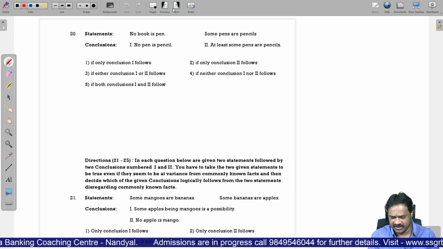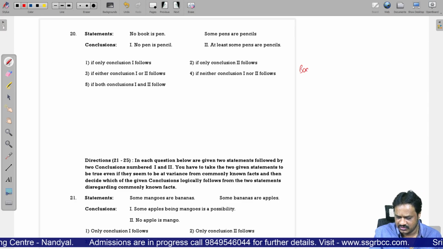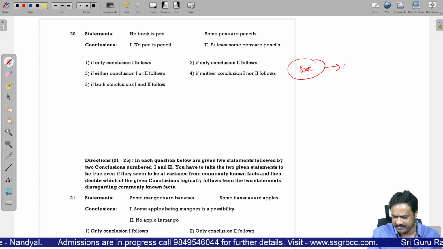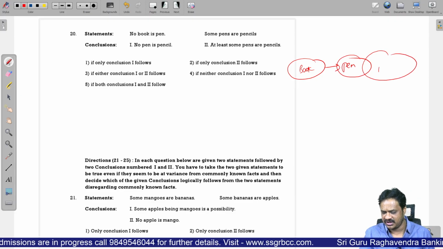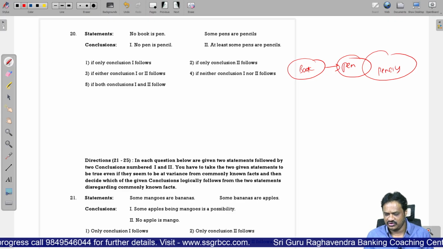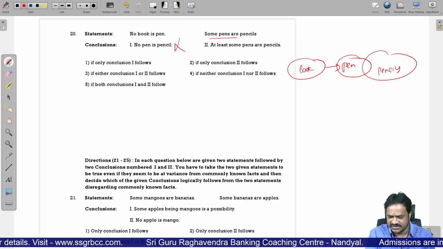Let us see 20th question. No book is a pen. Next one is some pens are pencils. First one, no pen is a pencil, which does not follow. At least some pens are pencils. Here it is given some pens are pencils. At least some pens are pencils definitely follows.